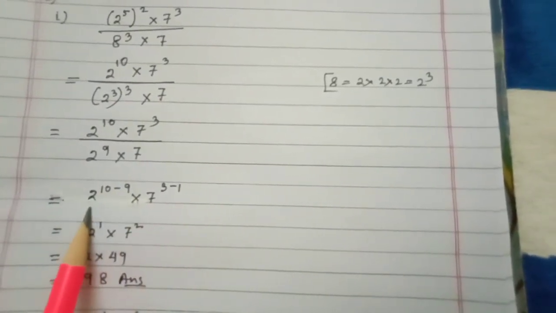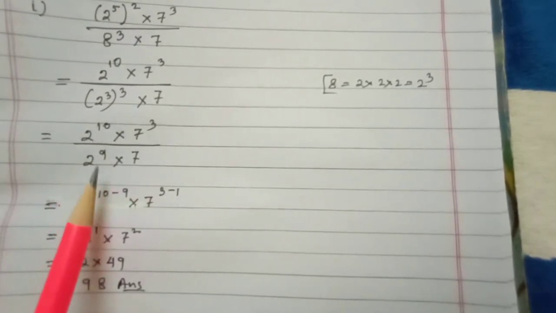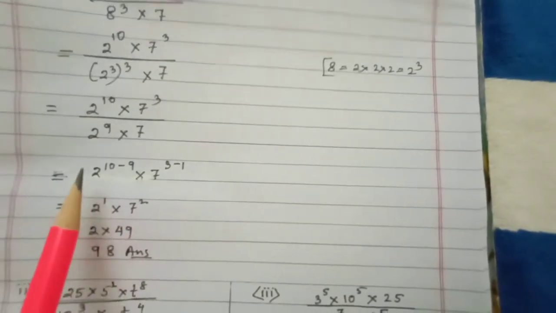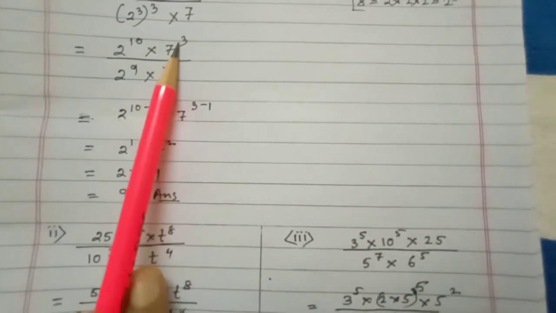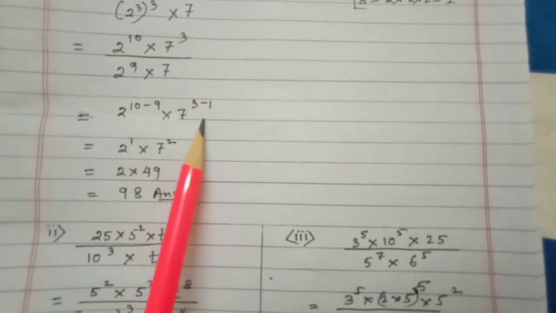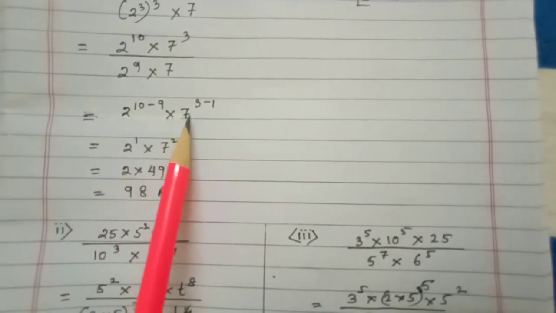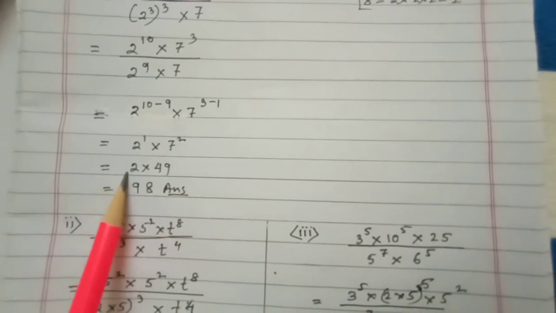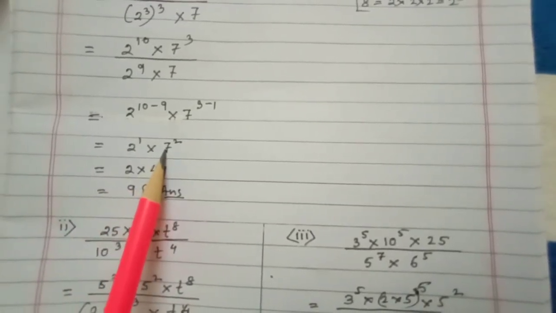Next, division condition, so 2 to the power 10 minus 9, into 7 to the power 3 minus 1. So what we get here is 2 to the power 1 into 7 to the power 3 minus 1, that is 7 squared. 2 to the power 1 means only 2, into 7 into 7, 49.